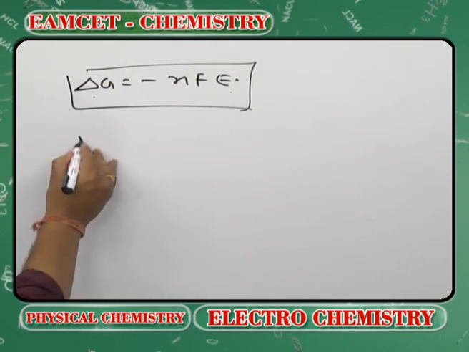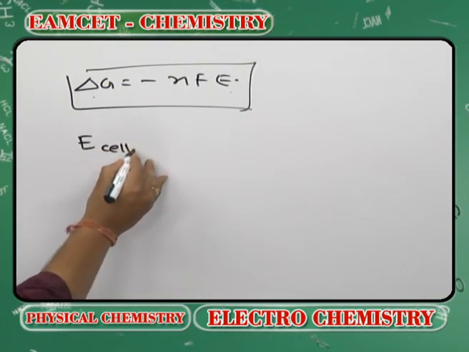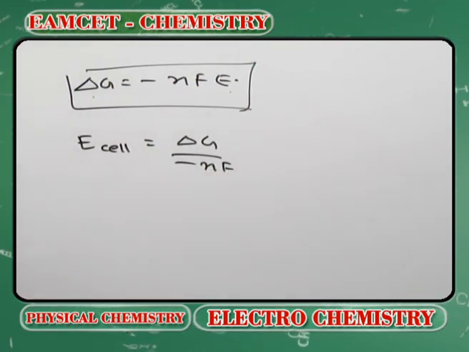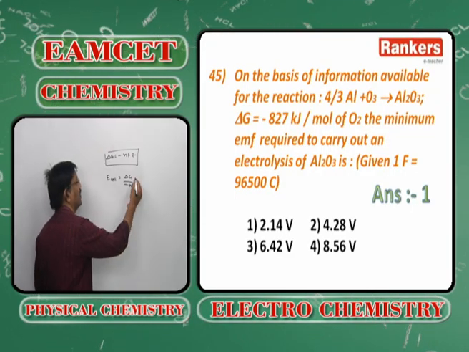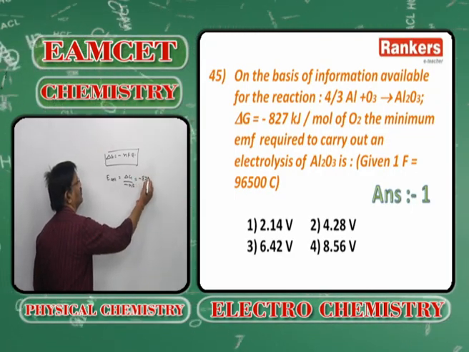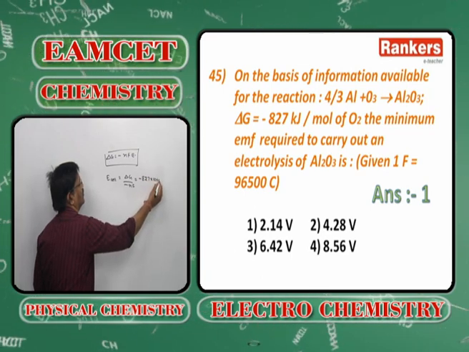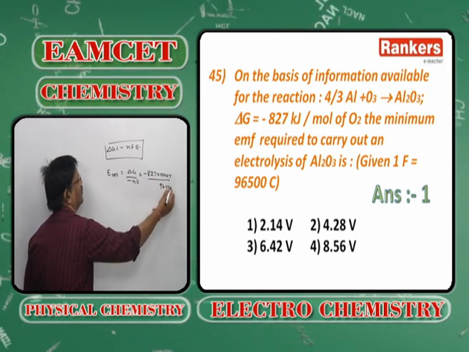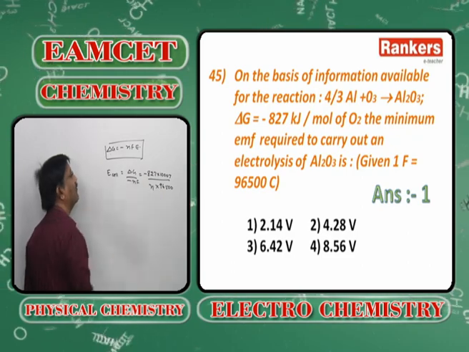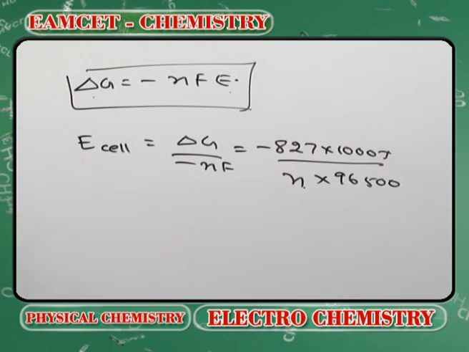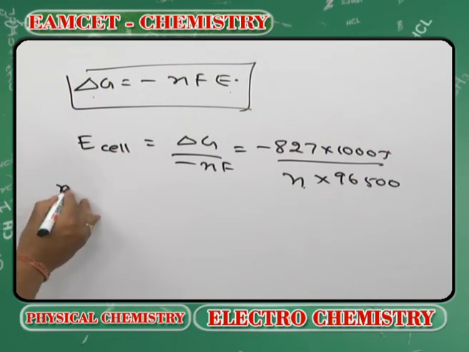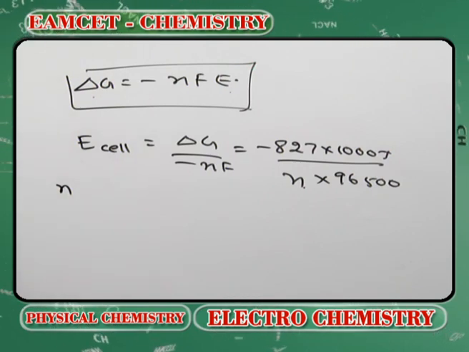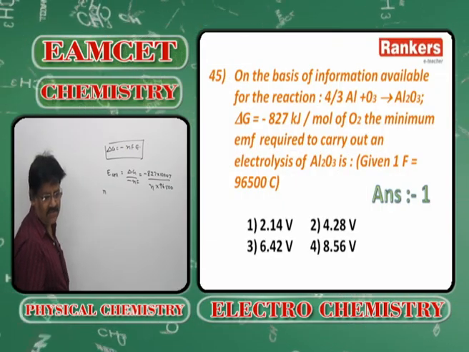How do you find EMF for the cell? E cell will be equal to delta G by minus nF. What is delta G? Minus 827 kilojoules, into 1000 joules, by what is the F? 96,500. We have to find the n value. How to calculate the n value? What do you mean by n value? The number of electrons involved, which can be obtained by the change in the oxidation number.